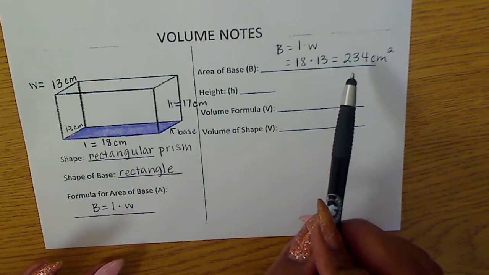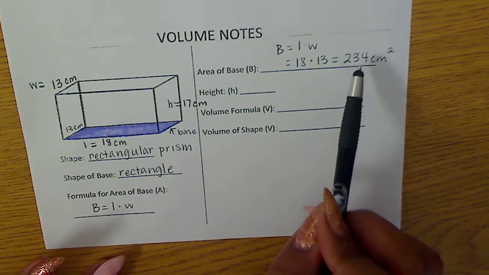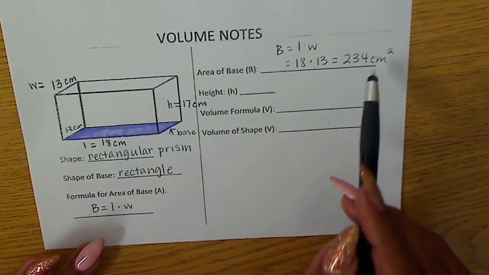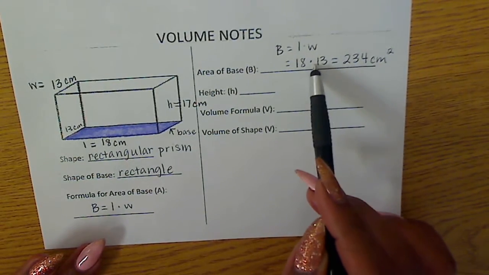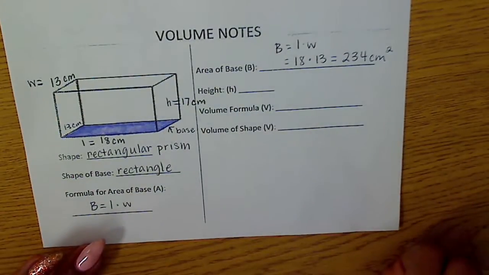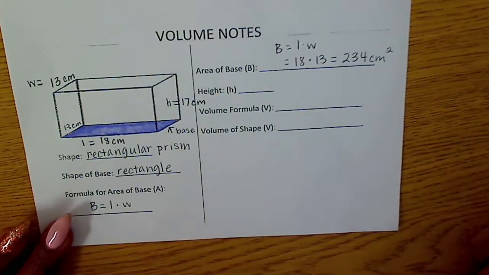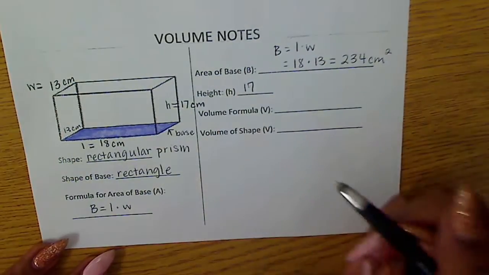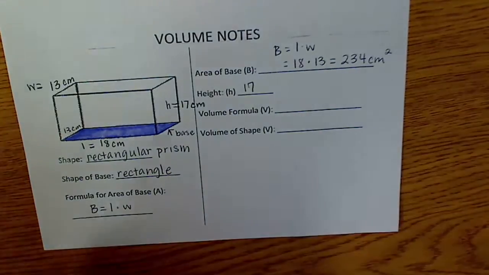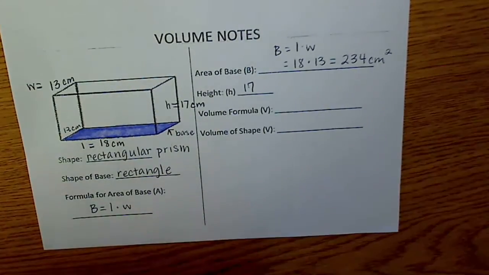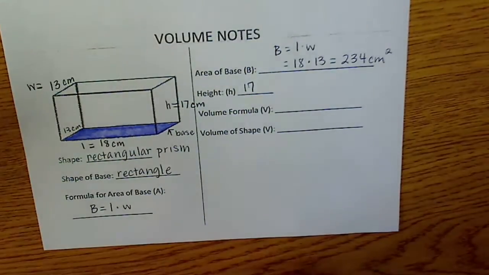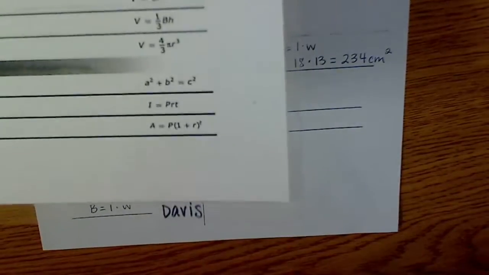So now that we have our base, we can use this number to find out the volume. And the volume is the area of the base times the height of the shape. So what's the height in this shape? 17. So we're going to write 17 here. And our volume formula, if you look, everyone has a STAR reference sheet. We're going to start using this every day in here. All of your formulas are given to you on this sheet, and you will be provided this reference sheet on the STAR test as well.